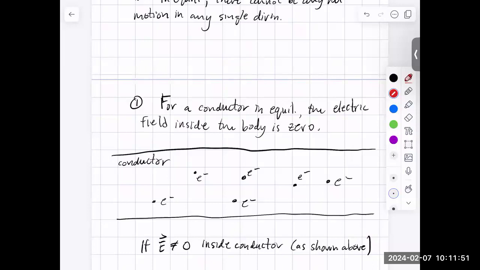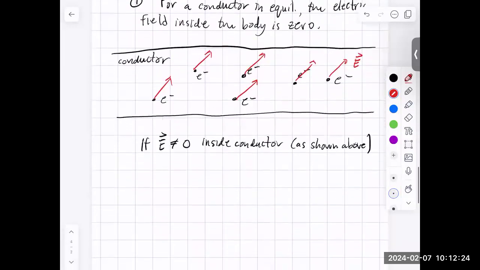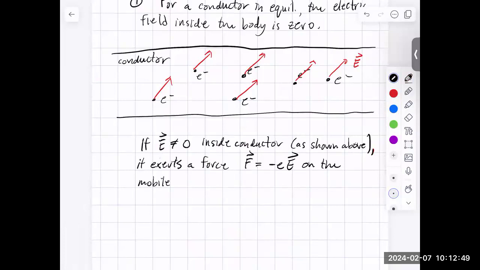I'll just make some arbitrary electric field here, drawn in this direction. So there are all these electric field lines acting throughout this conductor, and we have a bunch of charges in there. Charges interact with the electric field, right? We know the force on a charge is E times Q. This time, we have electrons, so the charge is little e, the charge of an electron, minus 1.6 times 10 to the minus 19 coulombs. So if the electric field is not zero, it exerts a force of, say, F equals minus e times the electric field on the mobile charges, or electrons.